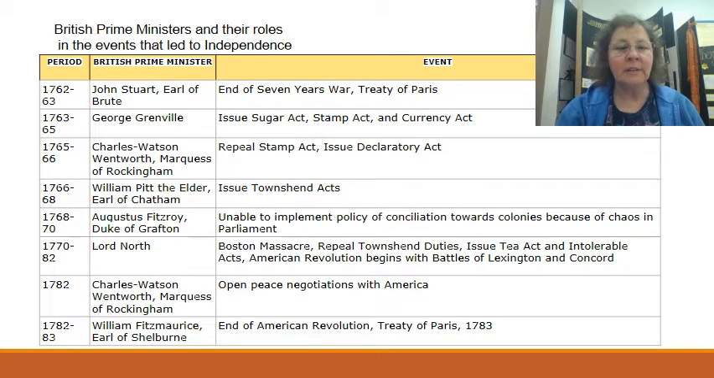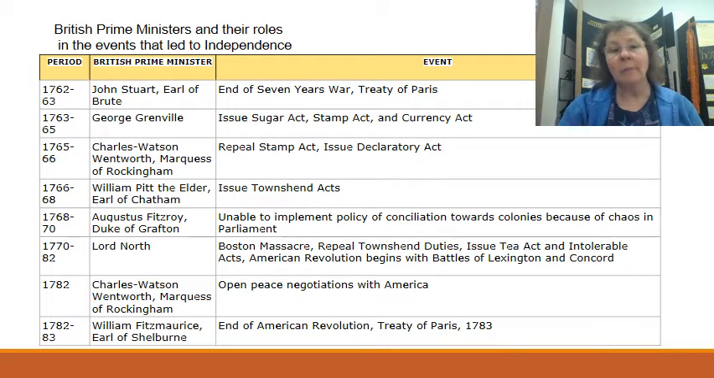Then we have 1768 to 1770 with Augustus Fitzroy, the Duke of Grafton, who is unable to implement the policy of conciliation toward the colonies because of chaos in Parliament. So Parliament is so chaotic and split over what to do about the colonies and other problems that they've got in England that they end up not really being able to do anything to deal with the problems in the colonies.